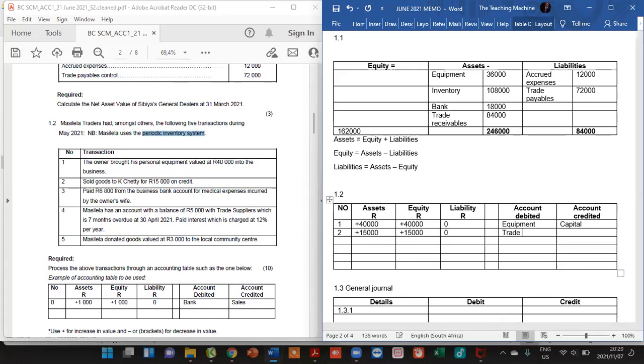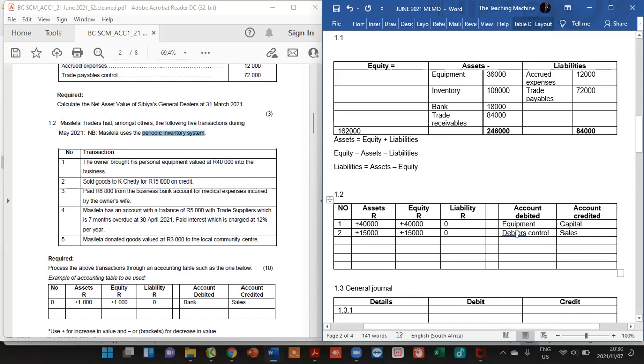Trade receivables will be debited or debtors control. Let me use debtors control. Debtors control will be affected. People who owe the business will increase because one of the clients bought goods on credit. The business sold goods to KHT on credit. Okay. So now we have sales.